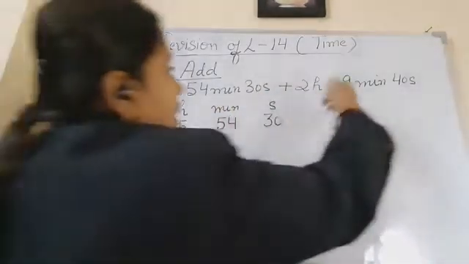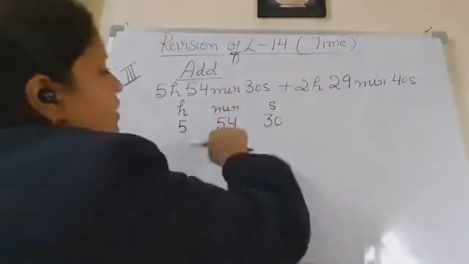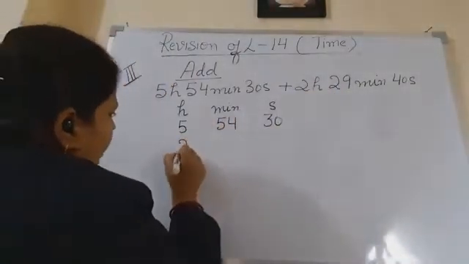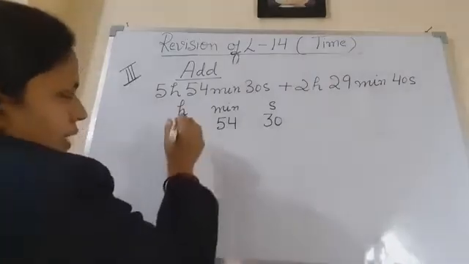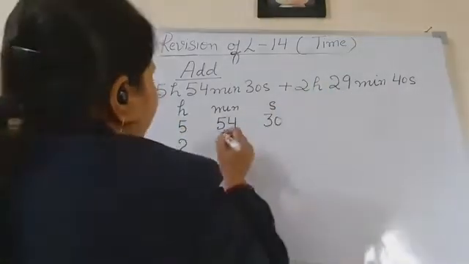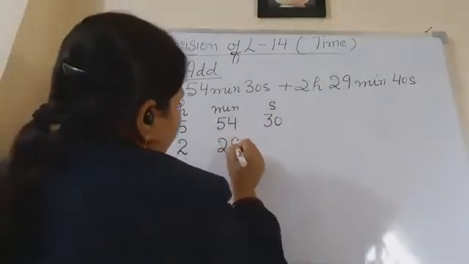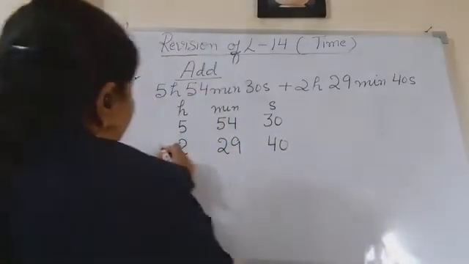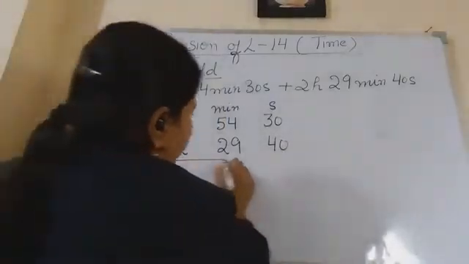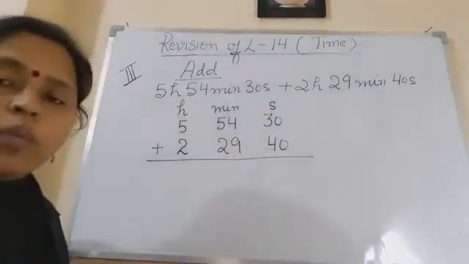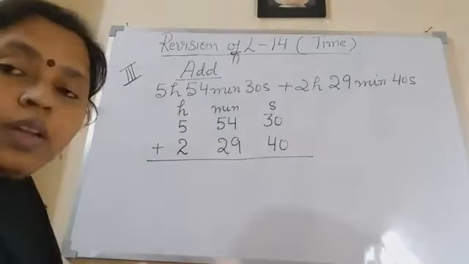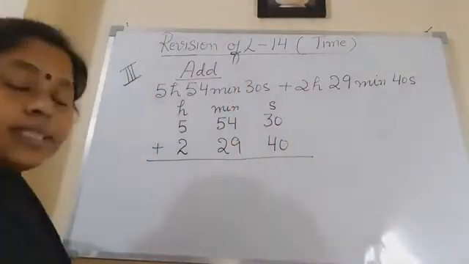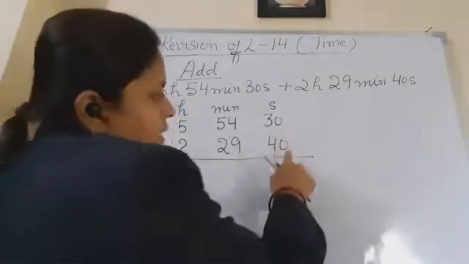Now let's come to the second value which we are going to add, that is 2 hours. So in the next column we will write 2 in the hour column, 29 minutes in the minute column and 40 seconds in the second column. And now let us add these two times. So children, how are we going to add? First of all, we will begin the addition from the seconds. So let us add 30 seconds and 40 seconds.